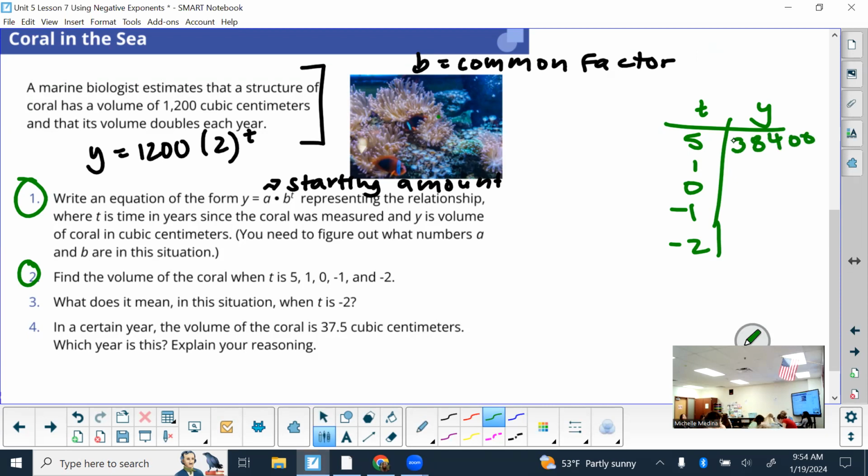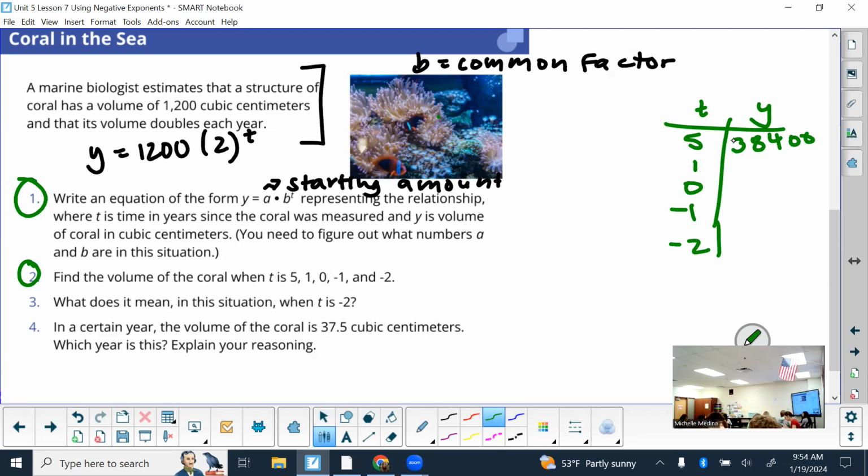38,400. If you got something different on your calculator, then you need to ask me to look at it, or someone at your table might know. Because that just means you made a calculator error. And that's an easy fix. So it should say 38,400 when the exponent is 5.